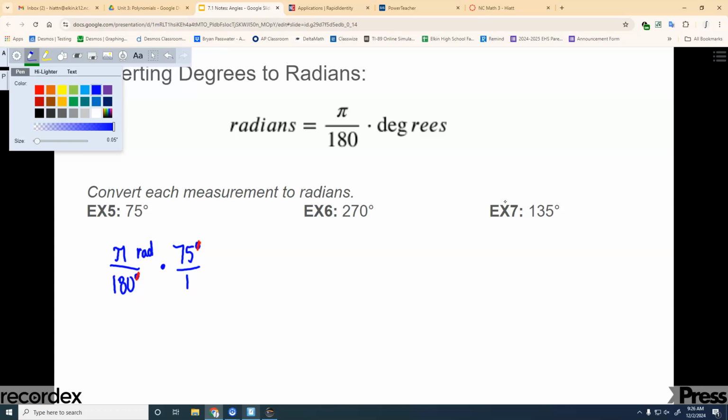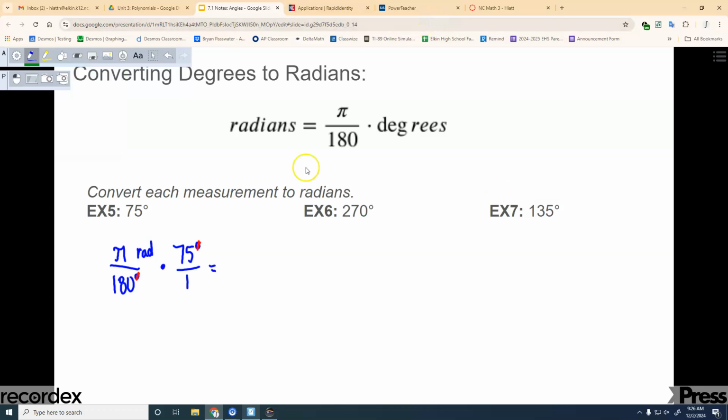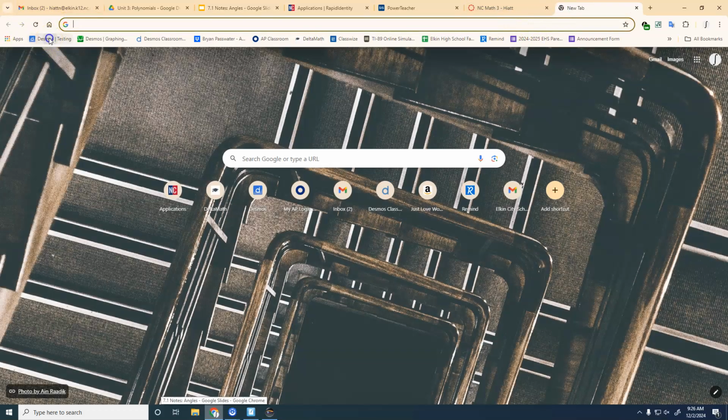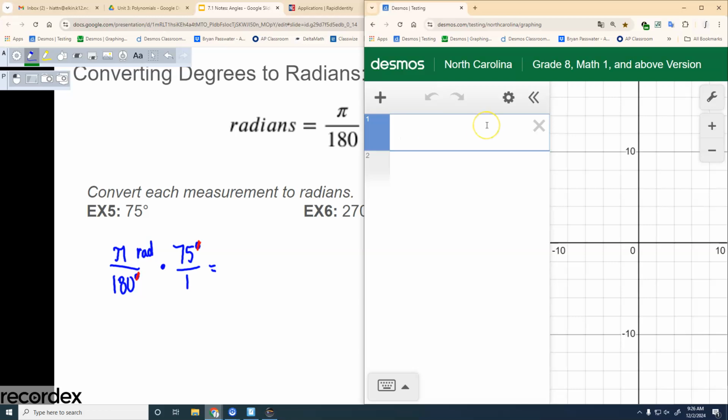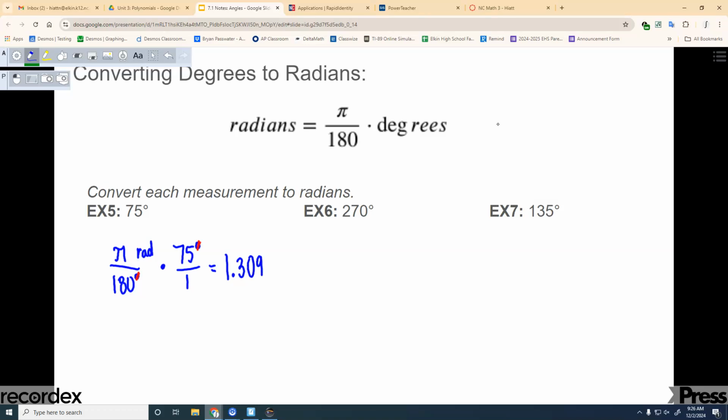So if I multiply that together, you could type it into Desmos: pi over 180 times 75. And it will be 1.309 radians. However, they usually do not do that. They usually give it as a fraction, not a decimal. Now, if it's multiple choice, that's going to work out okay for you because you can just get the decimal and type in your answer choice to see which one matches.